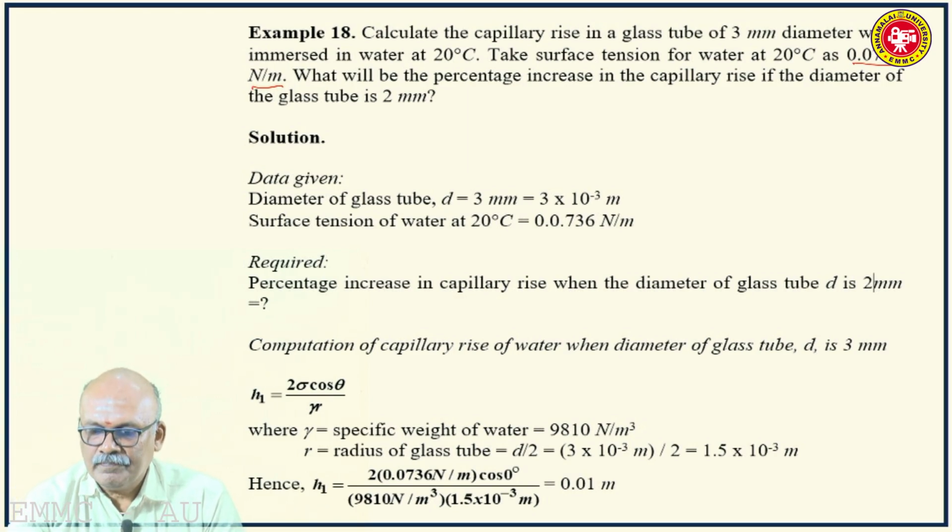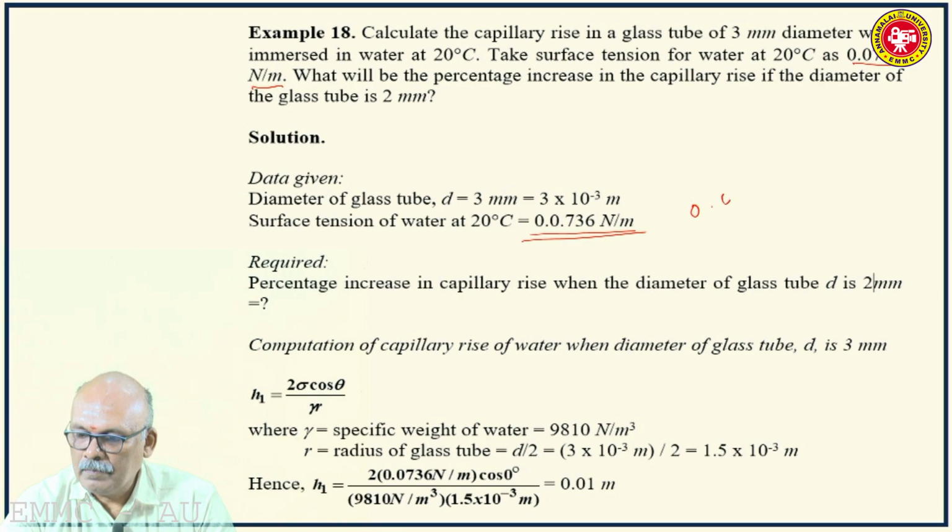In the first case, the diameter of the glass tube is 3 millimeters. Let us put it in meters, that is 3 multiplied by 10 power minus 3 meters. The surface tension of water depends upon the fluid that is in contact with the particular liquid, and also the temperature. So, surface tension of any liquid must be quoted at the temperature as well as the fluid in contact with the liquid. Now, water is in contact with air here. 20 degrees Celsius is the temperature, and 0.0736 Newton per meter is the surface tension.